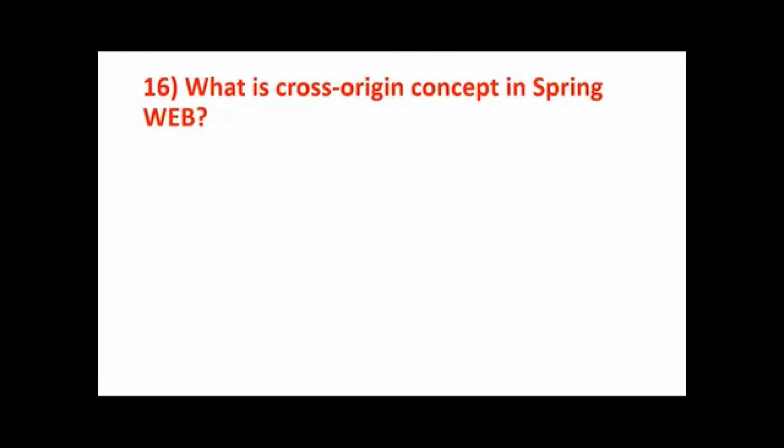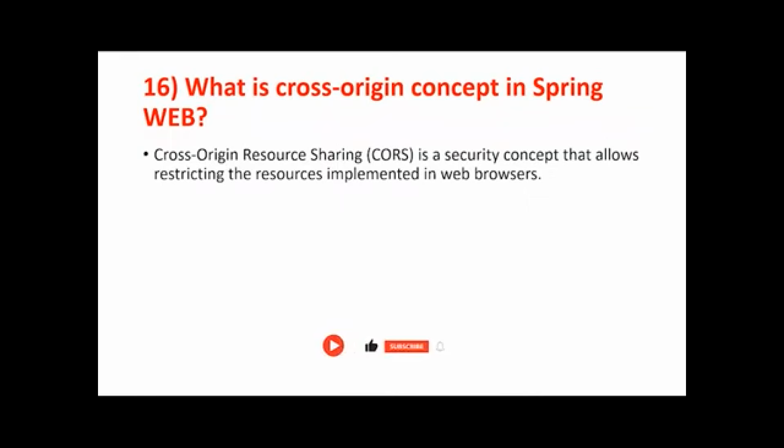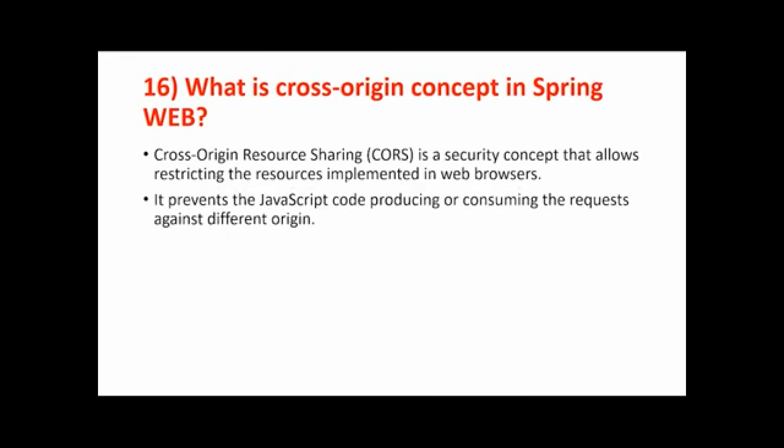What is the cross-origin concept in Spring Web? Generally, it is actually a security mechanism that is also called CORS, cross-origin resource sharing. If a request is coming from a web browser by using JavaScript applications, and it wants to produce or consume, we are going to say, okay, it's not allowed by default.